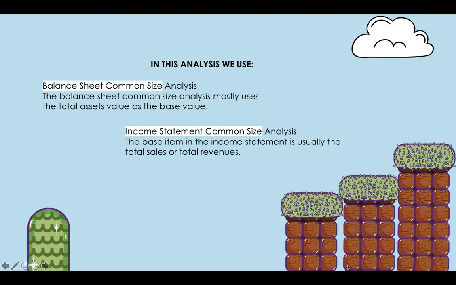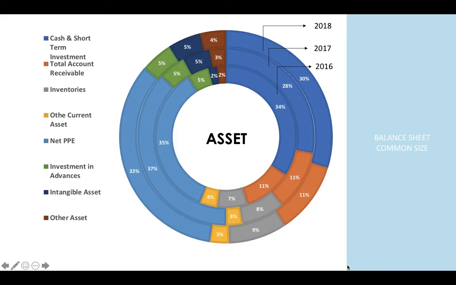We use two kinds of common size analysis. The first one is balance sheet common size analysis, where we use total assets as the base value. And the second one is income statement common size analysis, which uses total sales or total revenue as the base value. And this is the balance sheet common size analysis for Samsung Electronics' financial statement. We only display some main accounts because we summarize the financial statement.